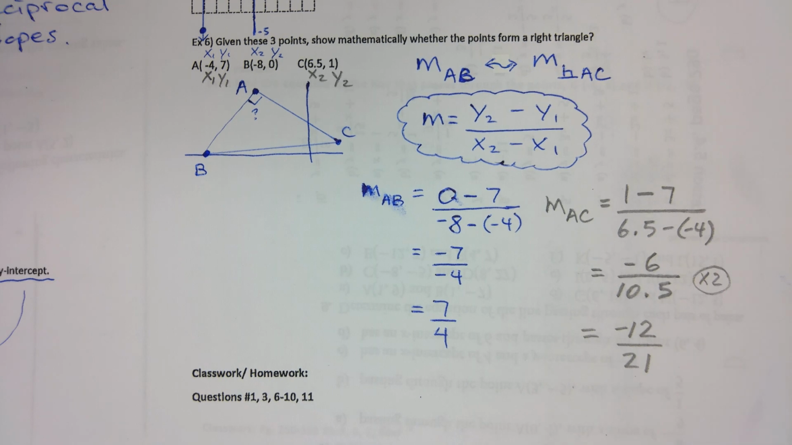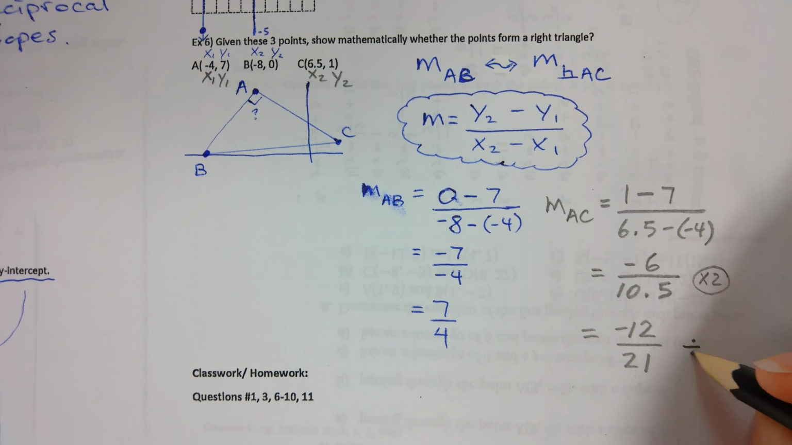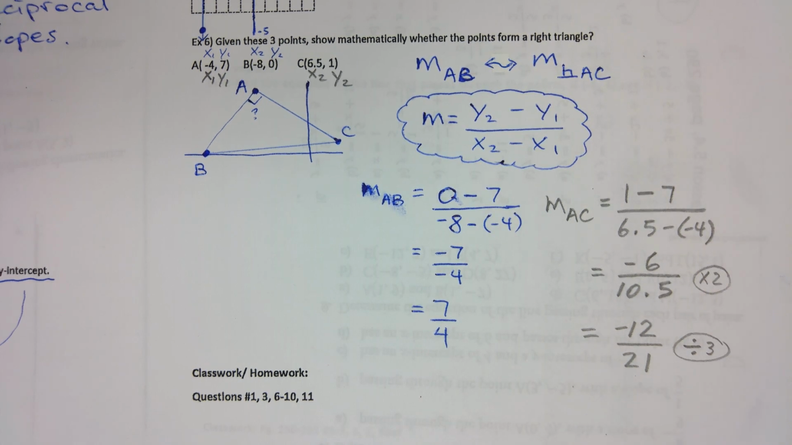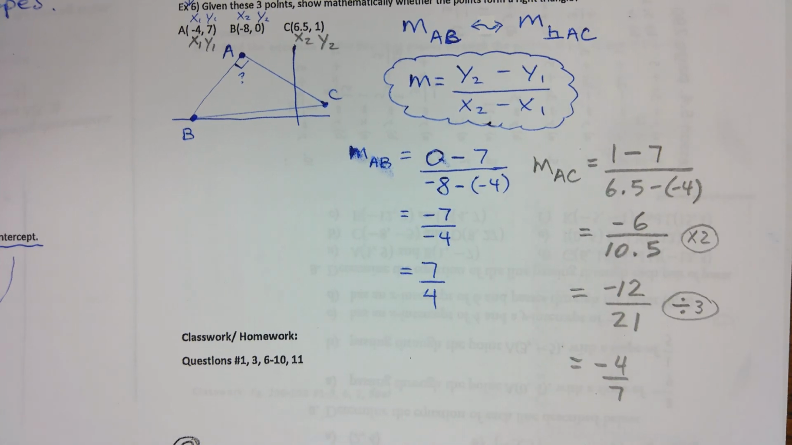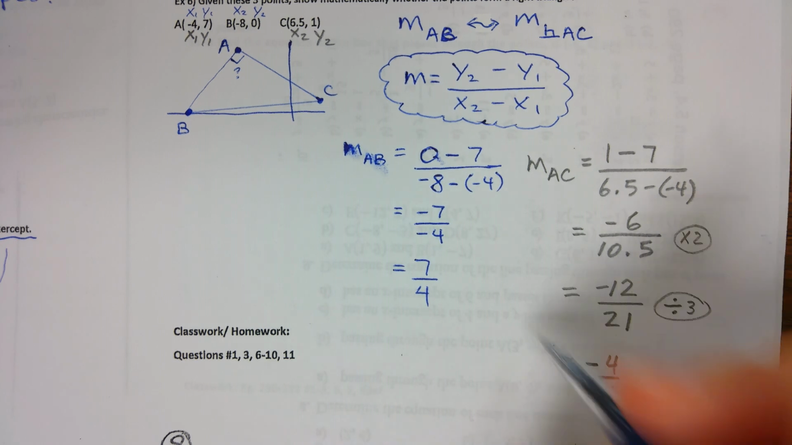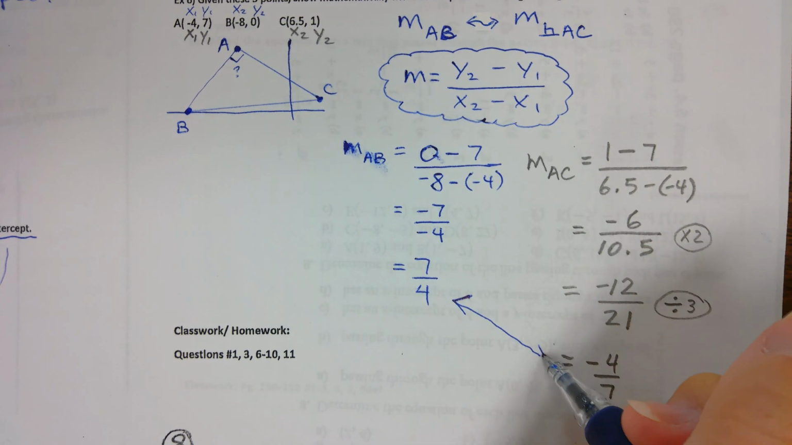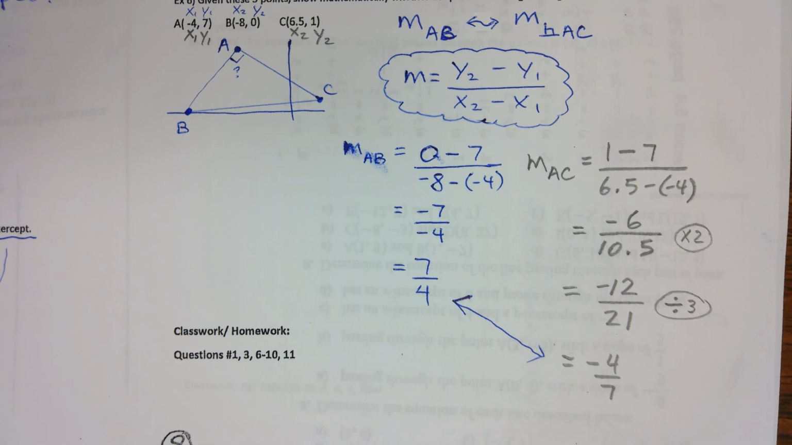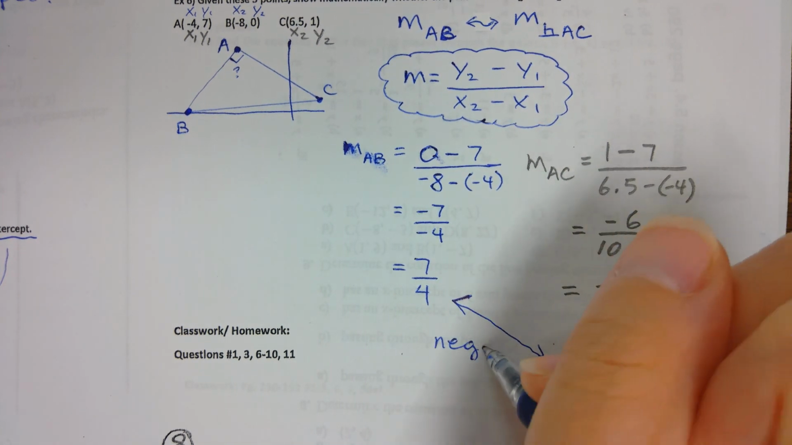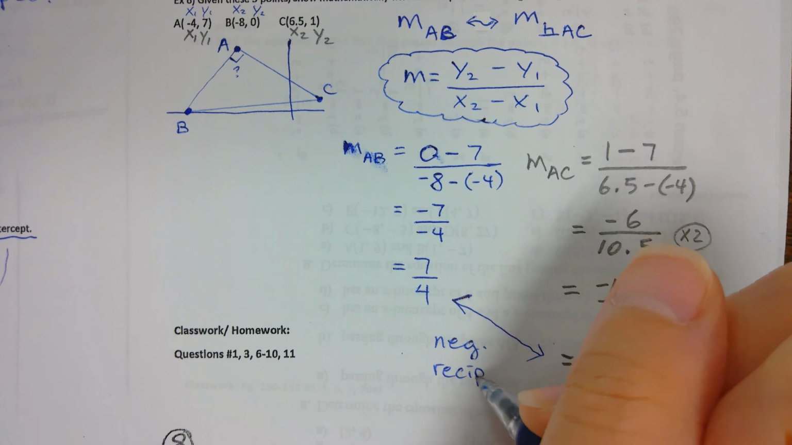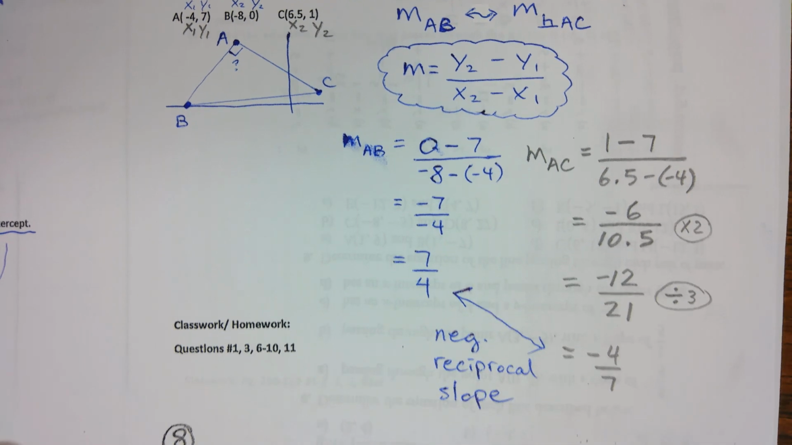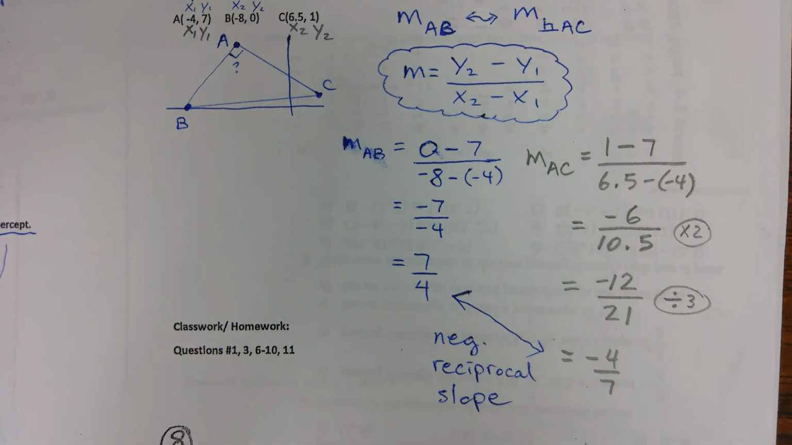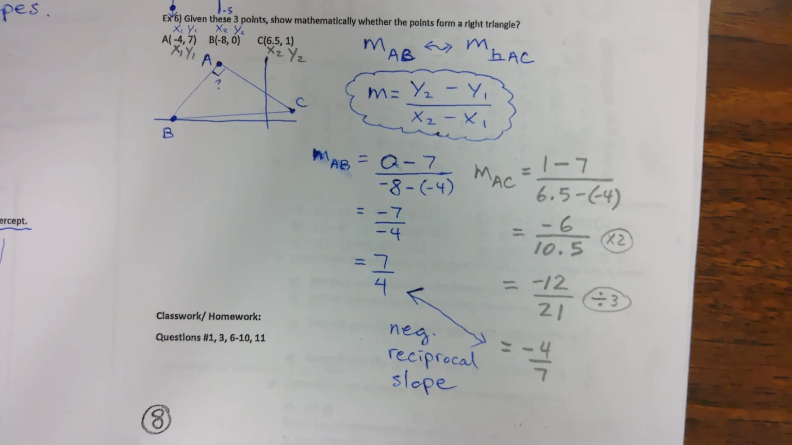So now I have an integer over another integer. I have a rational number. But this rational is reducible by 3. So when I reduce this, I get negative 4 over 7. Okay. What's the connection between these two? Negative reciprocal slopes. And so therefore, don't forget all this was, so if you got to this point, that's awesome.